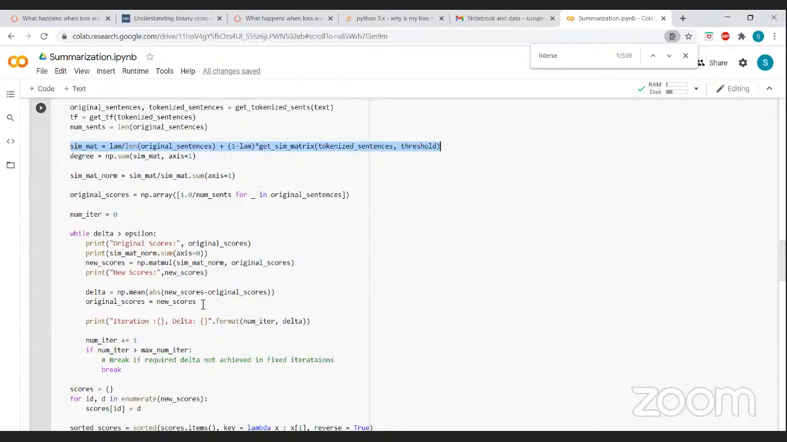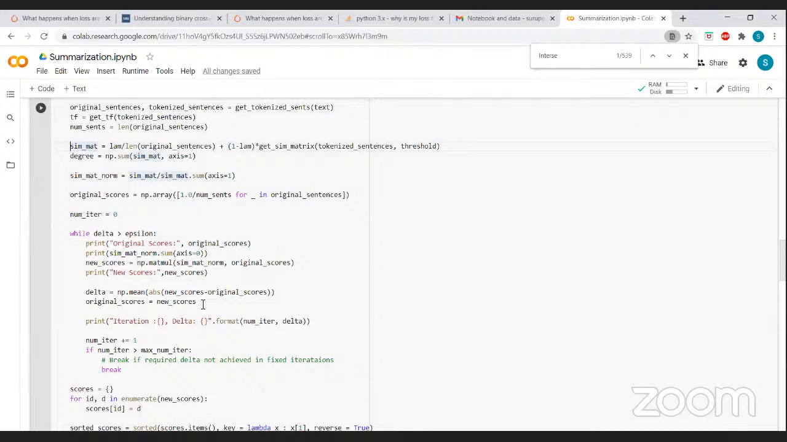Okay. The first part is the damping factor that we talked about, lambda upon length of original sentences, which is a constant. We don't need to worry much about that. The second part is 1 minus lambda into a sentence similarity matrix. That matrix is nothing but pairwise similarity of sentences. And if it is below a threshold, you call it 0. If it is above a threshold, you call it 1.